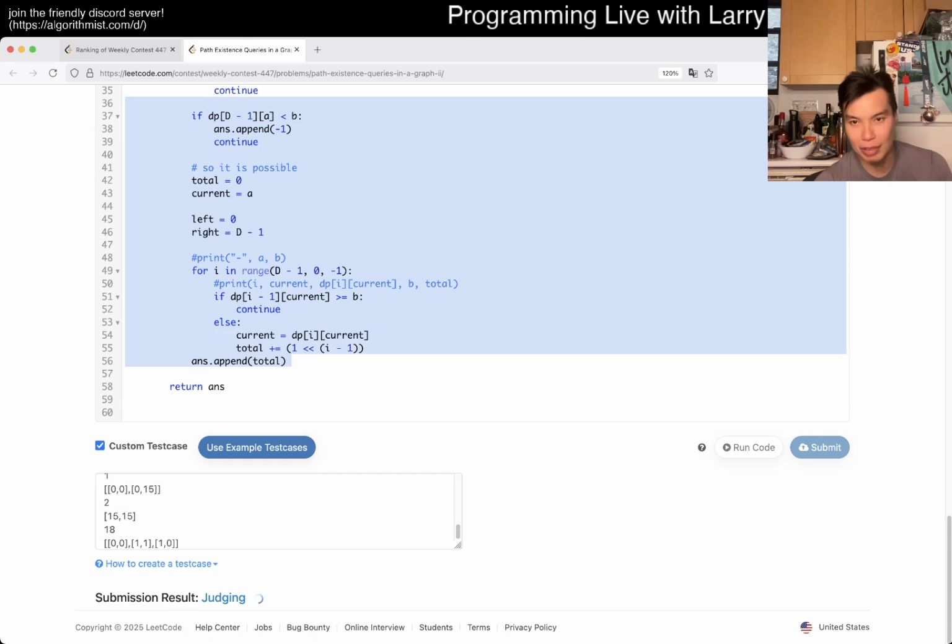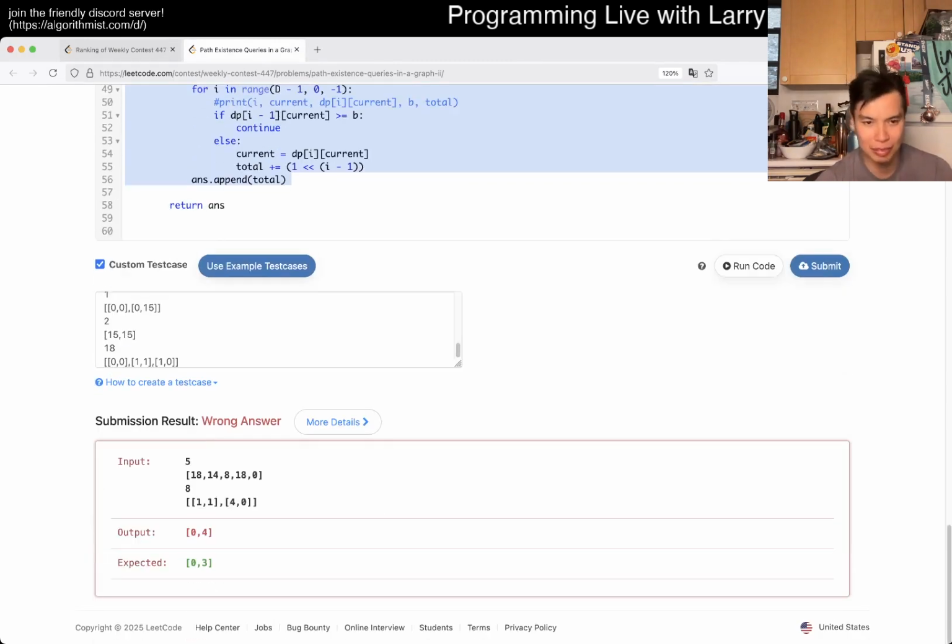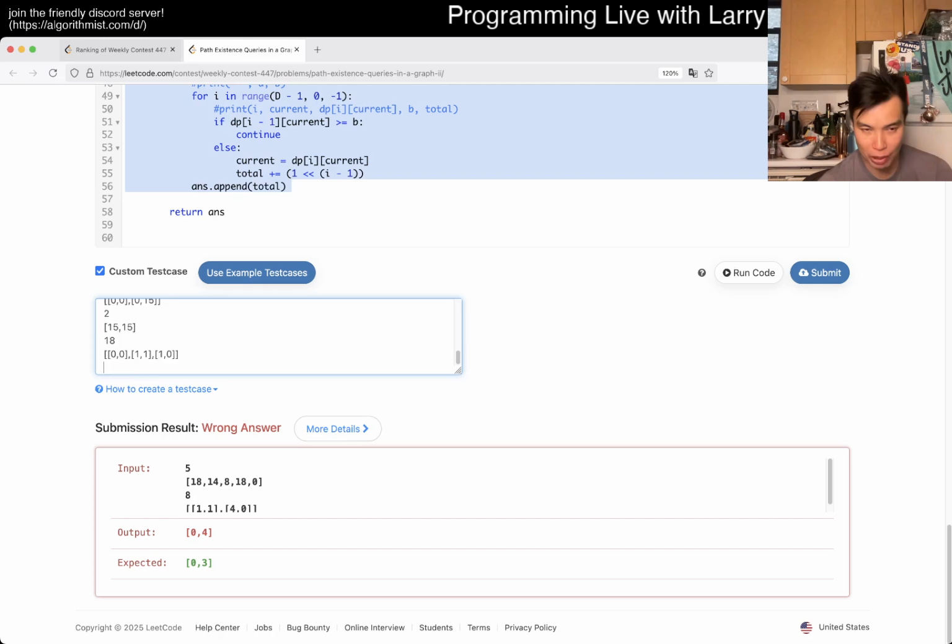How much time do I have left? 27 minutes. Oof, that's a tough one. I thought I'd be very close to done, and okay, so this is 4. I expect 3. Right, 1, 2, 3. Yeah, I mean, there's no way it should be 4, unless I did the math wrong.